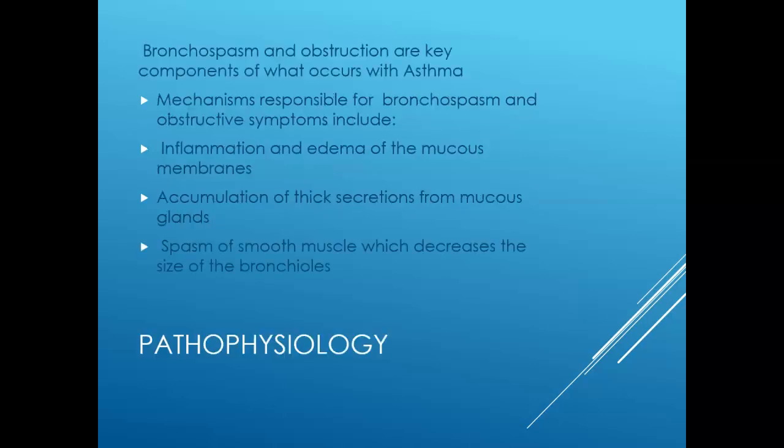Let's see, next. So what happens in someone with asthma? Usually there is a bronchospasm and obstruction. Those are the key components of what occurs with asthma. The mechanisms responsible for the bronchospasm and obstructive symptoms include inflammation and edema of the mucous membranes, accumulation of thick secretions from mucus glands, and spasms of smooth muscle, which decreases the size of the bronchioles.